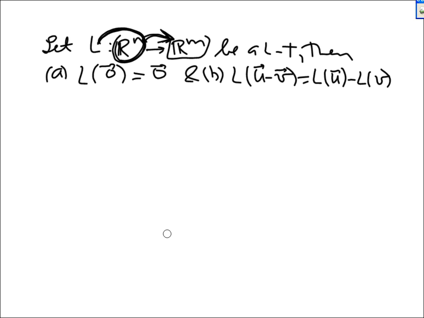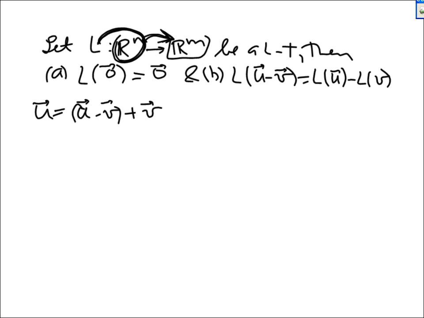Okay, now we want to prove B. We have L not of a sum, but L of a subtraction, and we don't know how to take L of a subtraction. But think for a moment: how can I write u minus v as a sum? Think of u minus v as one vector and add something. I'll add v. If you have u and then you take away v, but you quickly add v back, you'll have u.